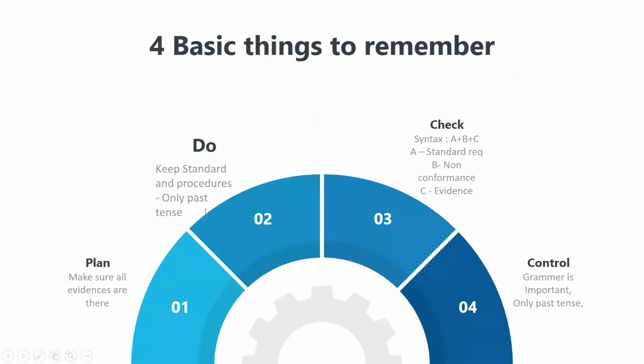Let's talk about 4 things to remember. Plan, do, check, tag. First, make sure that all the evidence is there. The evidence is the quintessence, fundamental to writing a strong non-conformity report. So do keep the standard and procedure in hand. Check the ABC format and syntax. A is the standard requirement, then you write down the non-conformity, and then the evidence. Grammar is important, and the choice of words is important. We need to use only the past tense, and we should not use the present tense, because the audit is already completed and after that you're writing the report. So it has to be written in the past tense.